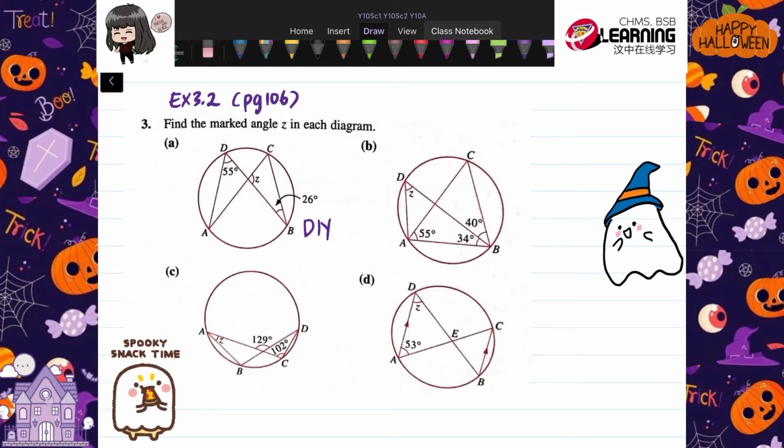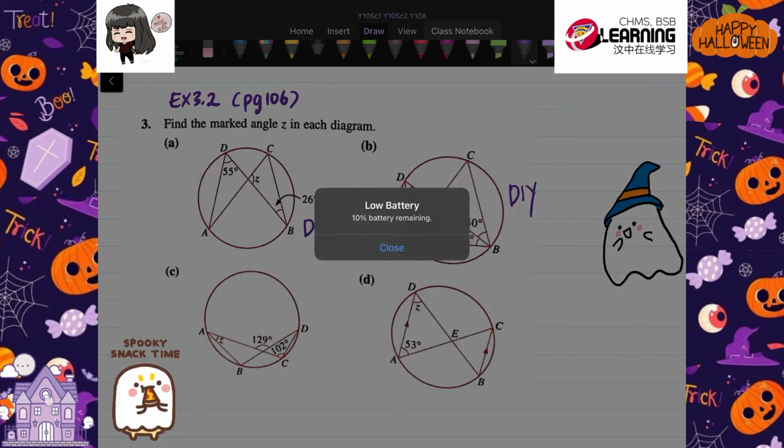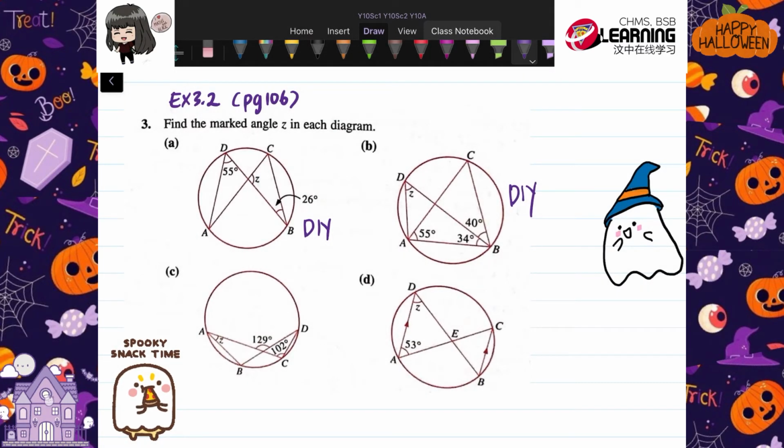Okay, and for B, I think also you can DIY. You need to know where is your angle in the same segment. This is 40, this is also 40 over here. So if this is 40, this is a triangle, 180, you minus this 34, 55 and 40 to get Z.